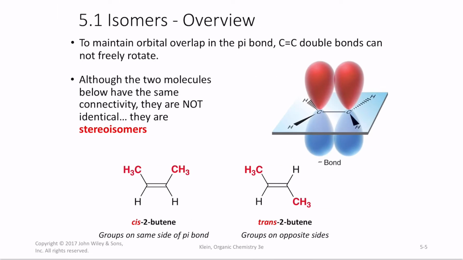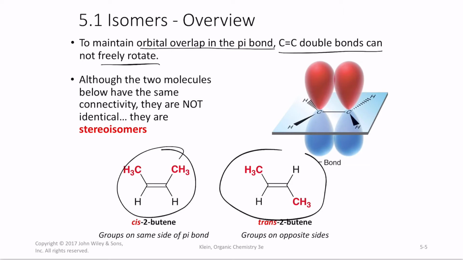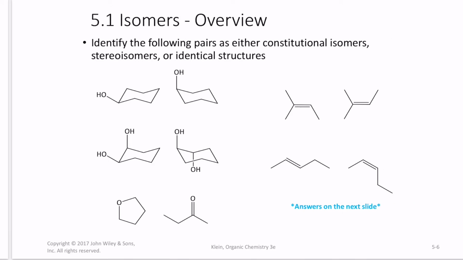So why do we call them stereoisomers? For example, to maintain orbital overlap in the pi bond, the C=C double bond cannot rotate freely. Because it cannot rotate freely, even though both molecules here have the same number of carbons and the same connectivity, they are not identical because these are stereoisomers. Notice again, CH3 on the same side, CH3 on opposite sides. So we call these stereoisomers.